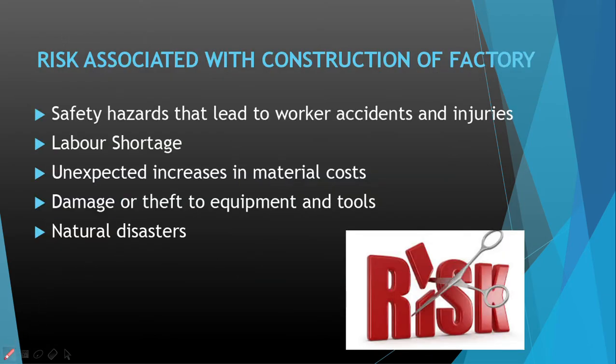Now, let us talk about some of the risks associated with the construction of the factory and how we can minimize the risk of such contingencies. The greatest risk is if a worker meets with an accident or injury, which can be tackled by taking safety measures such as wearing helmets, proper boots, and other safety equipment required at a construction site. The other risk is when there is a shortage of laborers.